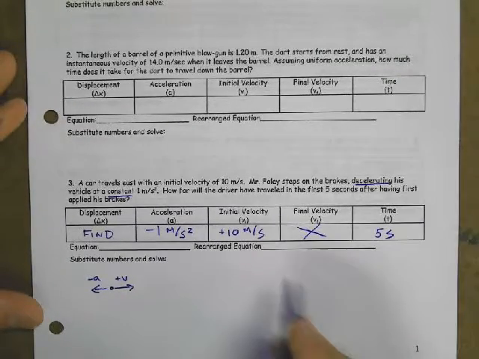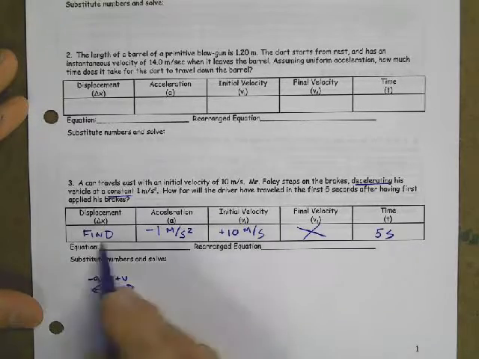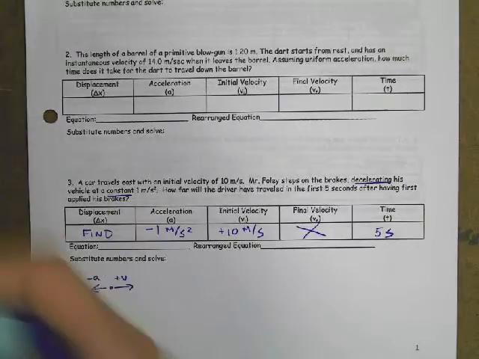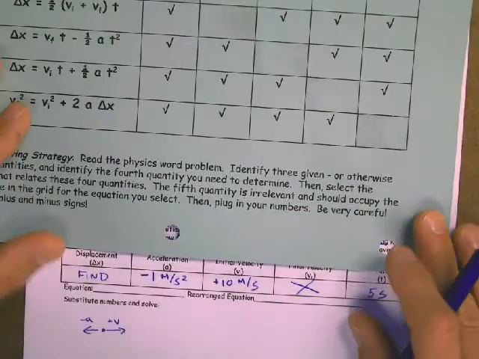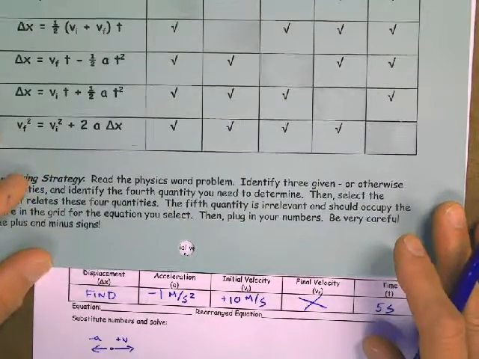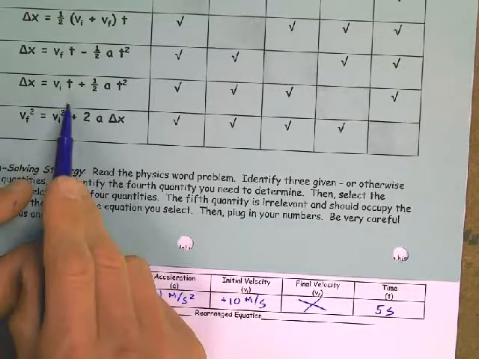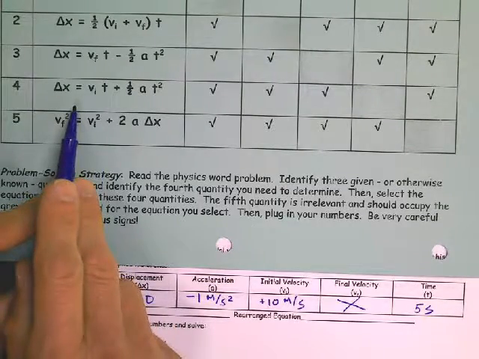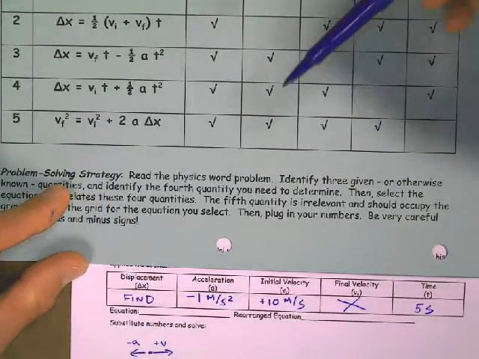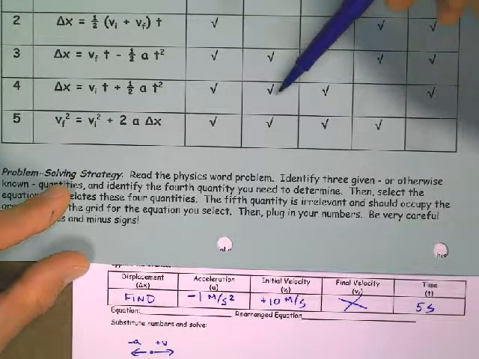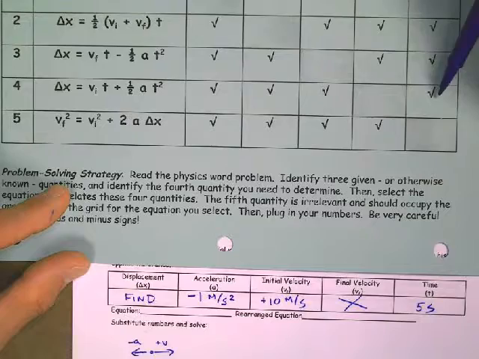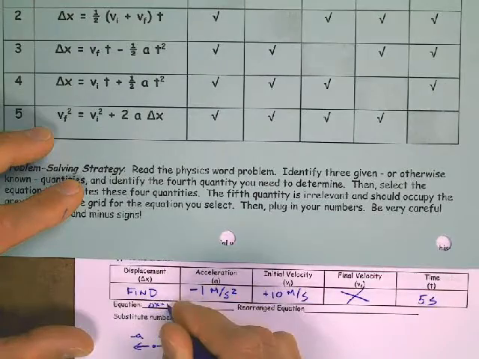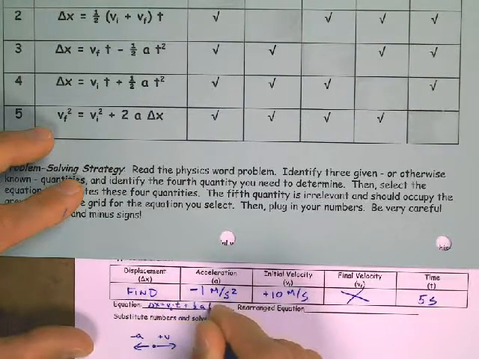So my job now is to find one of the equations that links these 4 things, but not final velocity. And so if I look on my sheet, I can see, I hope, that this equation here, number 4, does the job. Because I need to find displacement, I know the acceleration, I know the initial velocity, I know the time, I don't care about final velocity. So I can simply write that down here. Delta x equals v initial t plus 1/2 a t squared.